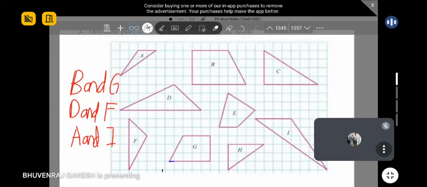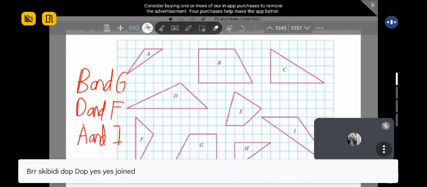Okay, and then A and I, this one is, you can check the length also.